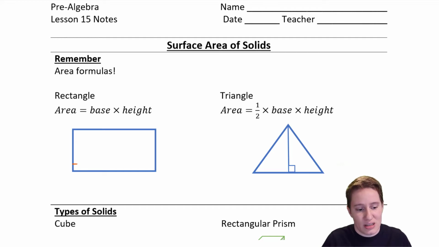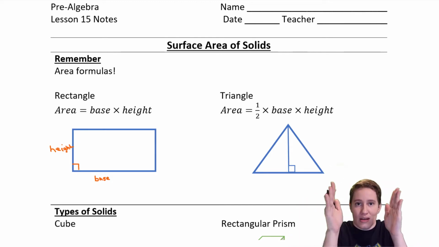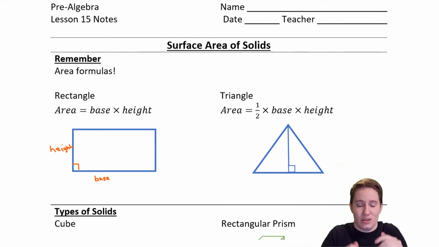So for rectangles, that's easy because we have 4 right angles. So we could have this be the base, or we could have this be the base, but whichever one is base, the other side is height. So like if you pick the bottom as the base, then technically the top is also the base because those are the same length, right? And then we've got our other 2 sides this way. So basically you're multiplying those 2 sides together, and that gives you area.